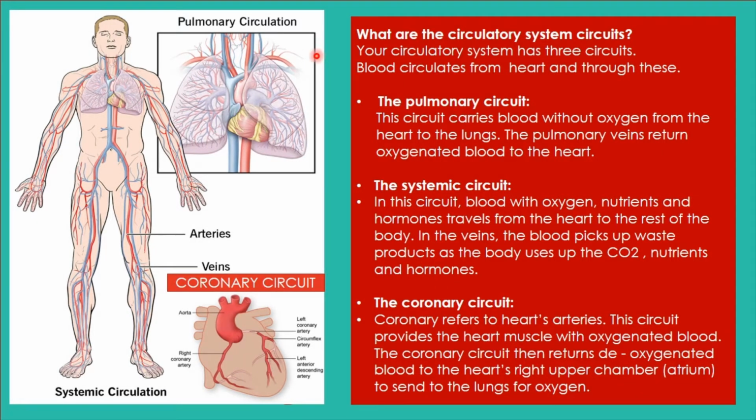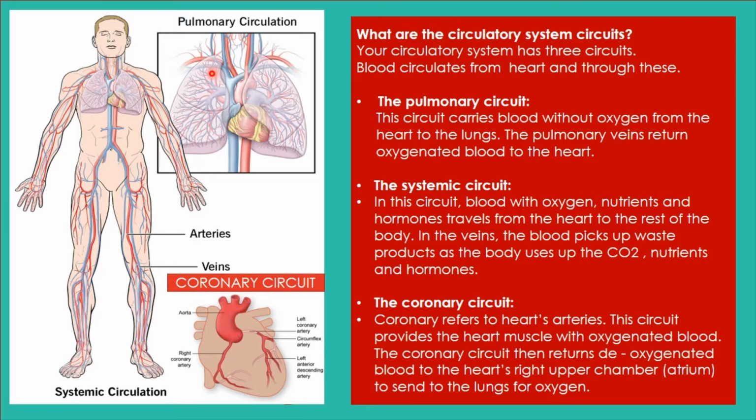Now see, there are three types of circuits in the circulatory system. What are those circuits? We are going to see them now. What you are seeing here, the first one, is pulmonary circulation. What do you mean by pulmonary? Pulmonary means lungs, so related to lungs, it is called pulmonary circulation.